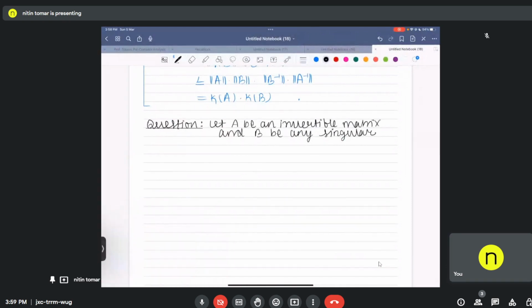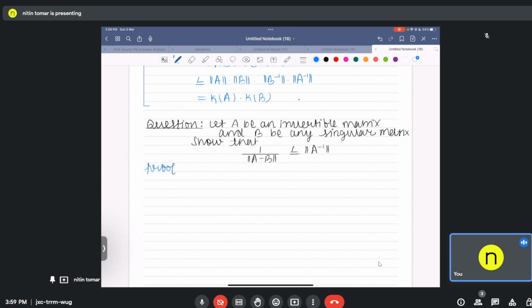Yes, sir, visible. And B be any singular matrix. Then show that one upon norm A minus B is less than norm A inverse. Can you show this?